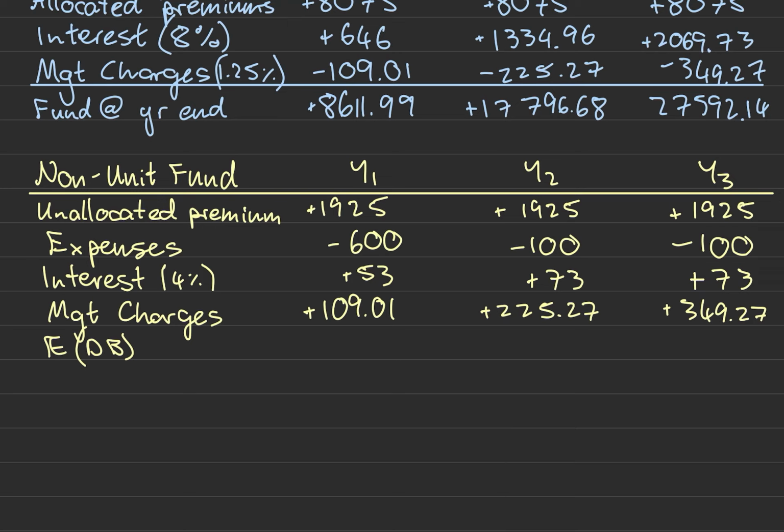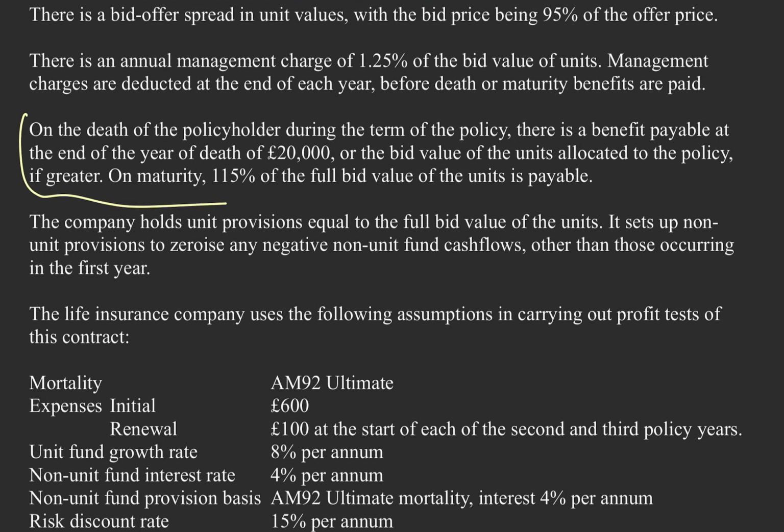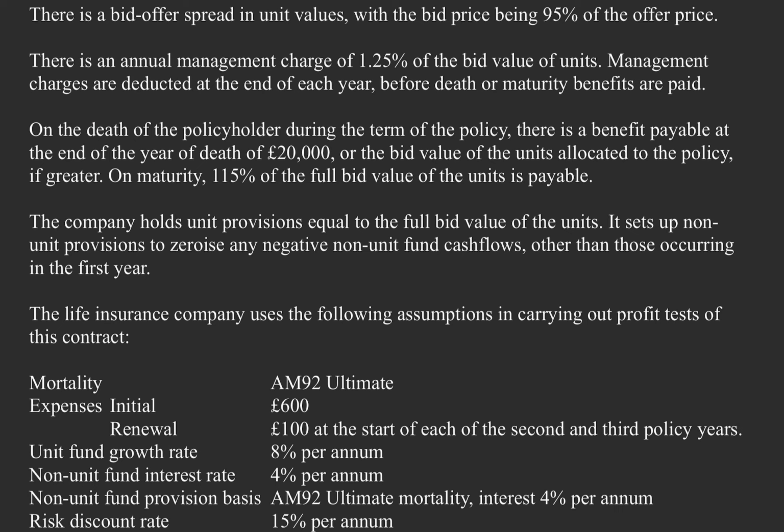Okay, so expected death benefit. Remember the question said, let's refresh our memory: on the death of the policyholder during the term of the policy, there's a benefit payable at the end of the year of death of 20,000 or the bid value of the units allocated to the policy if greater. So the maximum of 20,000 and the bid value of the units.